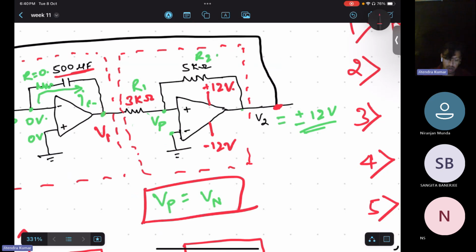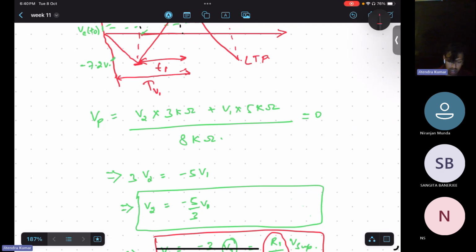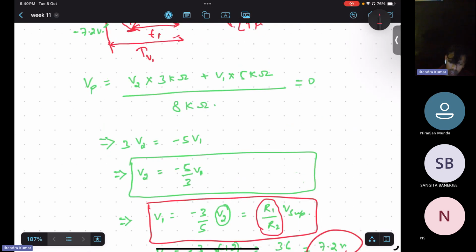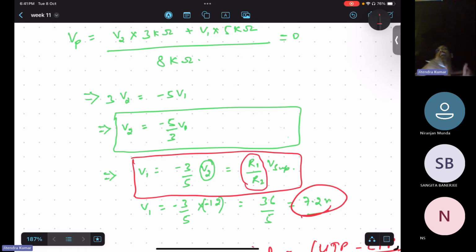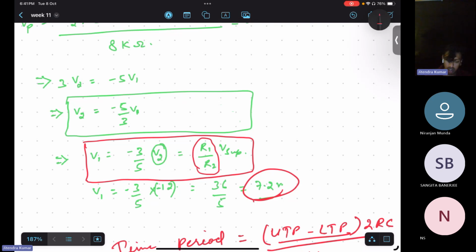So the first step was Vp is equal to Vn, and from the voltage division rule, we equated it to 0. So Vp is nothing but V1 into 5 kilo ohm plus V2 into 3 kilo ohm divided by 8 kilo ohm. So the first thing we did here, right? We equated to 0. Now we are able to get V1 in terms of V2, and V2 will be either plus V supply or minus V supply, either plus V saturation or minus V saturation. That is either plus 12 or minus 12 from this problem. So V1 we will be able to get, okay? That is either plus 7.2 volt or minus 7.2 volt. So I hope till this point you are clear on the value of V1.